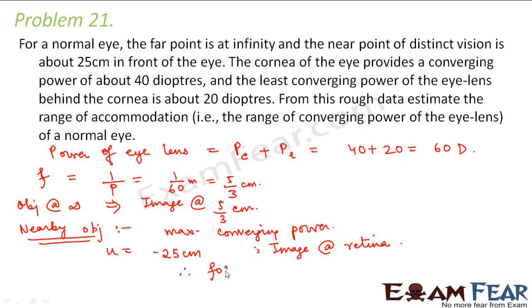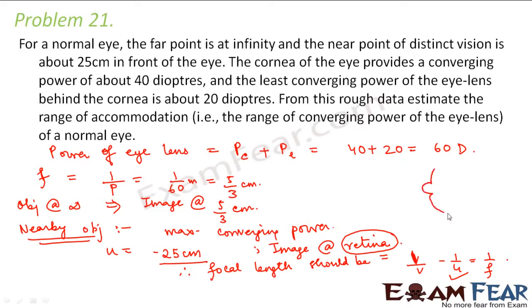Therefore, the focal length can be calculated using the thin lens formula, that is 1 by v minus 1 by u is equal to 1 by f. u we already know, that is minus 25 centimeters. What is v? v is the image distance. Now where is the image formed? The image will be formed at the retina. So now do we know the distance of the retina?